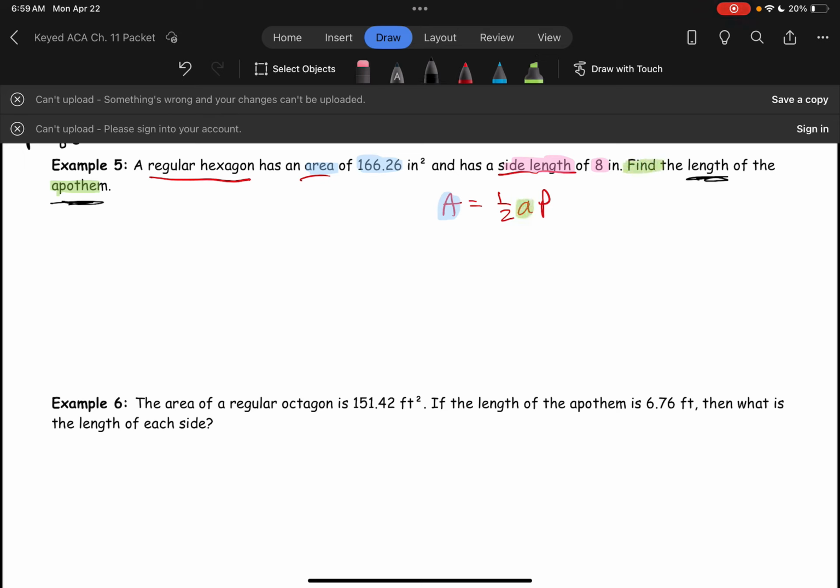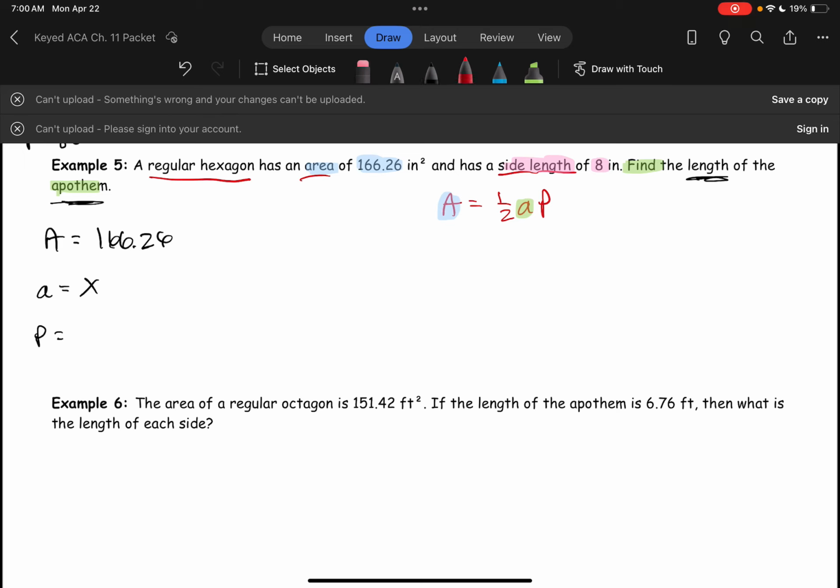So what I suggest with these word problems is list out all your variables off to the side. Let's list out what capital A is, the apothem, and the perimeter. So the area is going to be 166.26. And we're looking at the apothem. We don't know what it is. We're going to call it x.